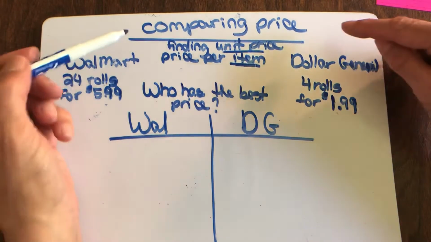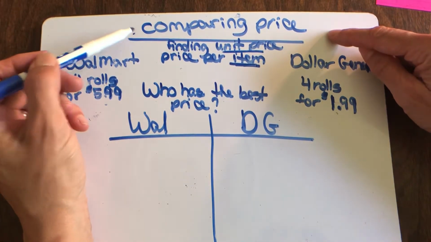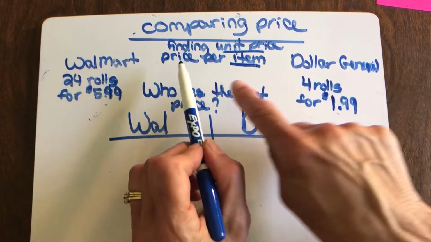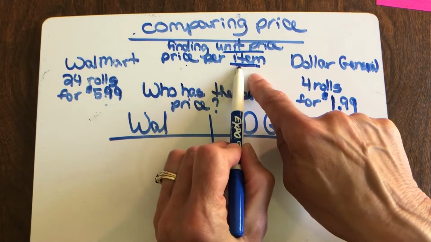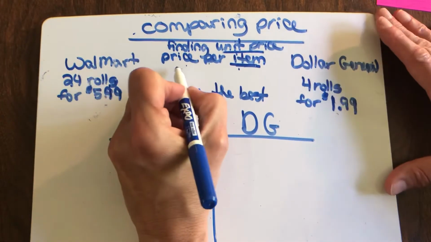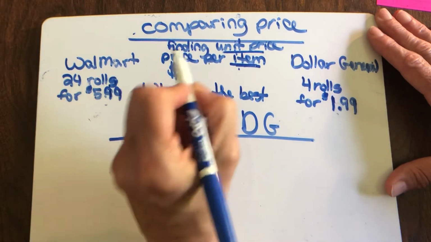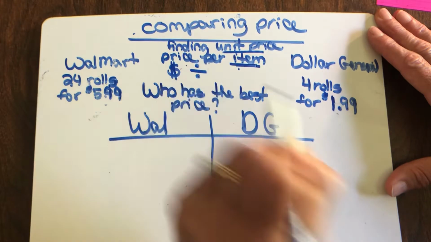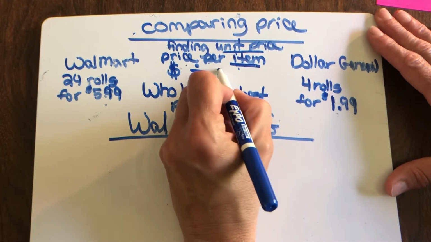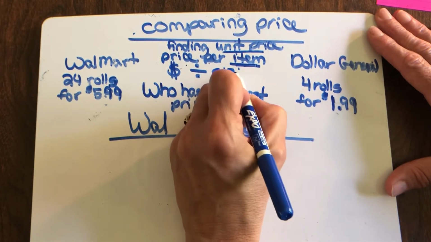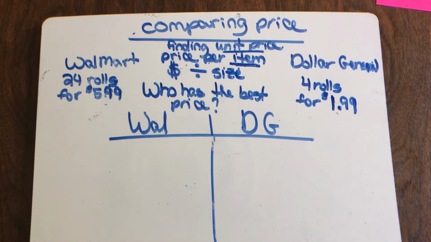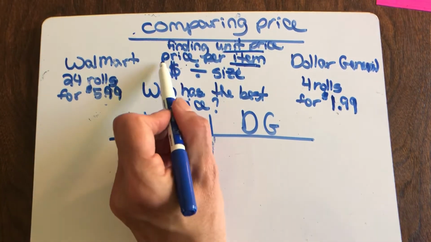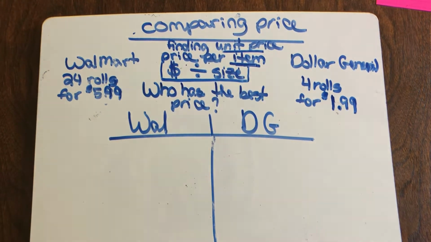Now, to compare price, we have to find the price per item, okay? So catch that. It is going to be money divided by size or quantity. You could put quantity if you want. So this is how we have to actually set this up. Money divided by quantity or size, or the amount of units, the number of units that are in there.